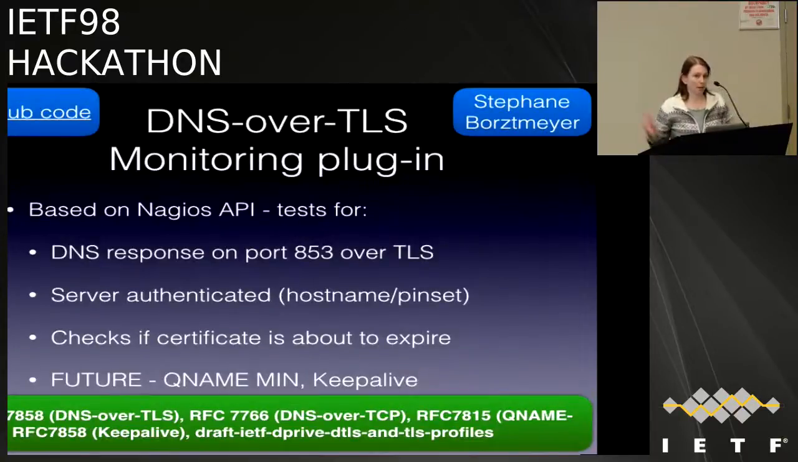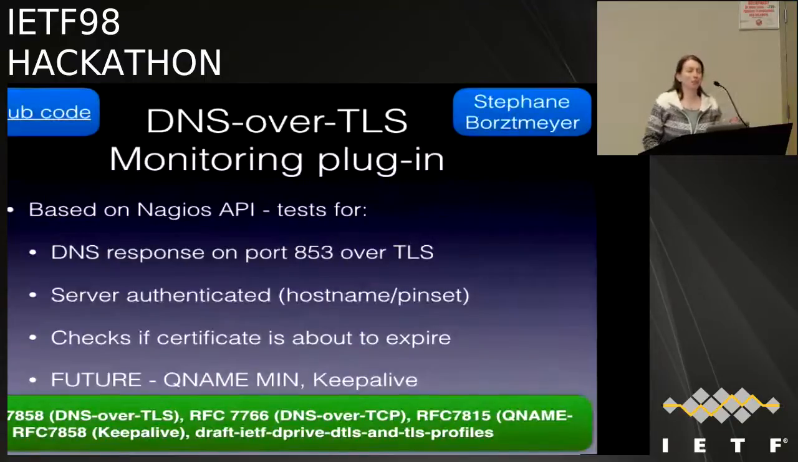The code for it's on GitHub, and in green at the bottom are all the relevant drafts that this project was looking at. We today have around 9 experimental DNS over TLS servers deployed, mainly in Europe, but also some in North America. Note the word experimental there. We've had a few hiccups with them.